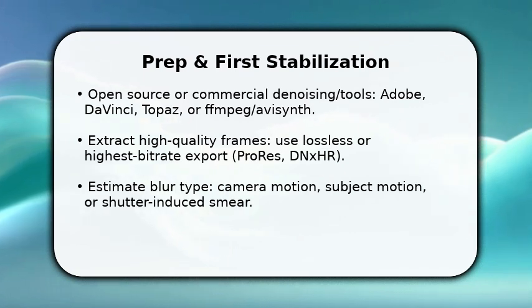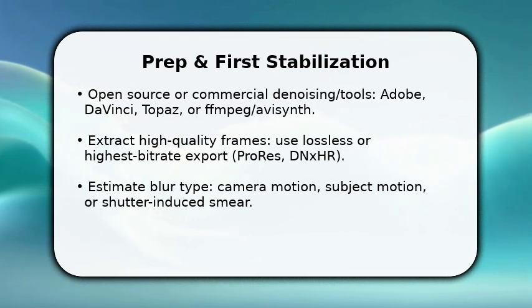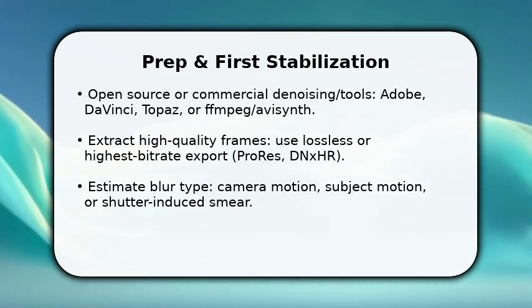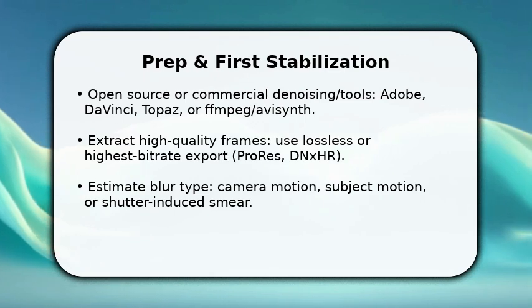Next, you run a single-pass stabilization to remove global camera motion, because removing that first narrows the blur model and prevents overcorrection. Make sure to keep the original timestamps and work on a copy. This preserves the reference if you need to revert.